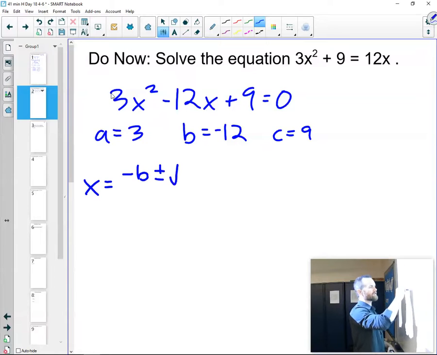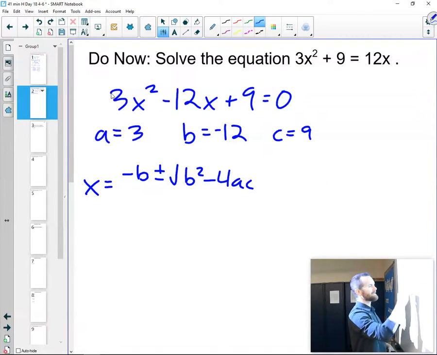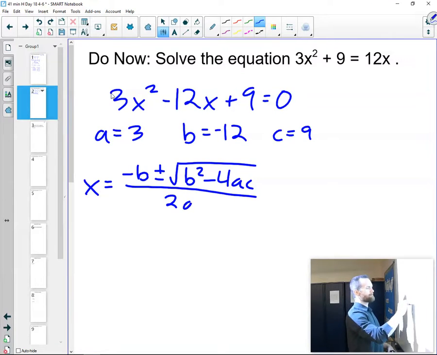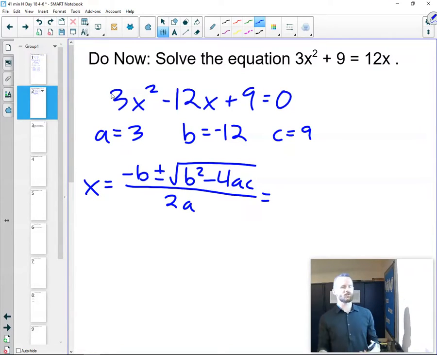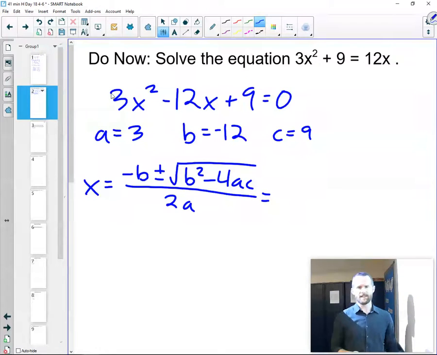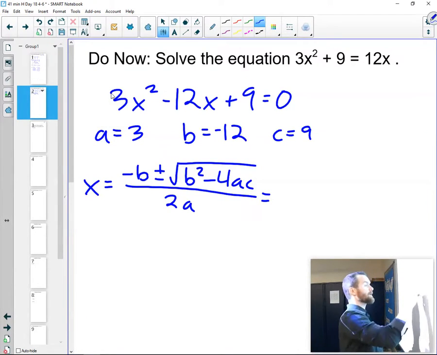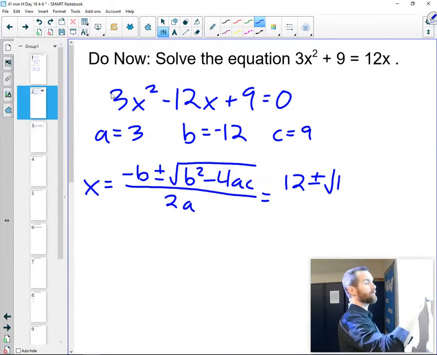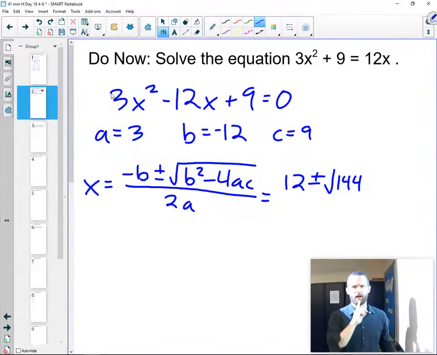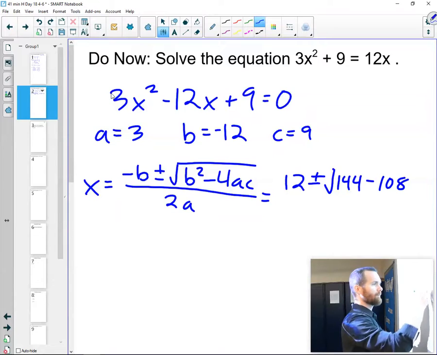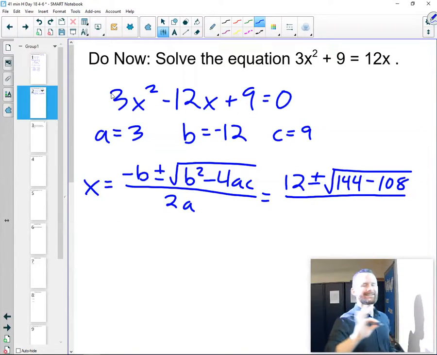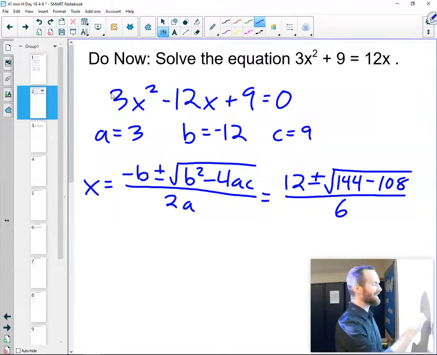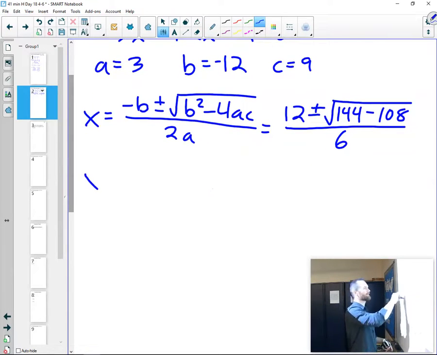Remember, it's negative b plus or minus the square root of b squared minus 4ac, all divided by 2a. And now let's substitute and do a little simplifying to make this a little quicker. So let's see, negative b is minus a negative 12, that's positive 12, plus or minus the square root. b squared is negative 12 squared, that's positive 144. Minus 4ac is going to be minus 4 times 3 is 12, and 12 times 9 is 108. All divided by 2a. That's 2 times 3, that's 6. Misspoke there, but that's all right.